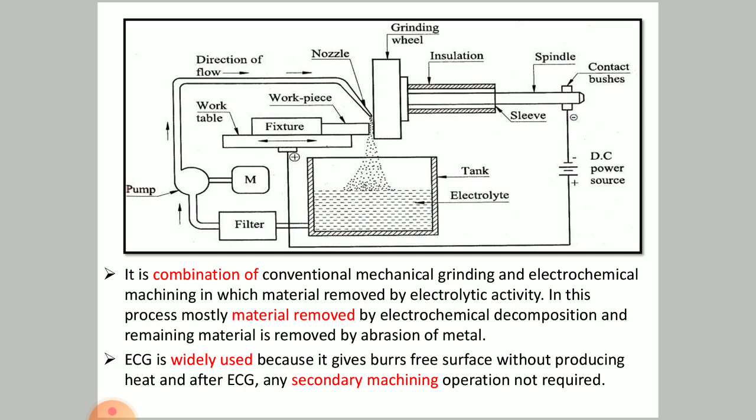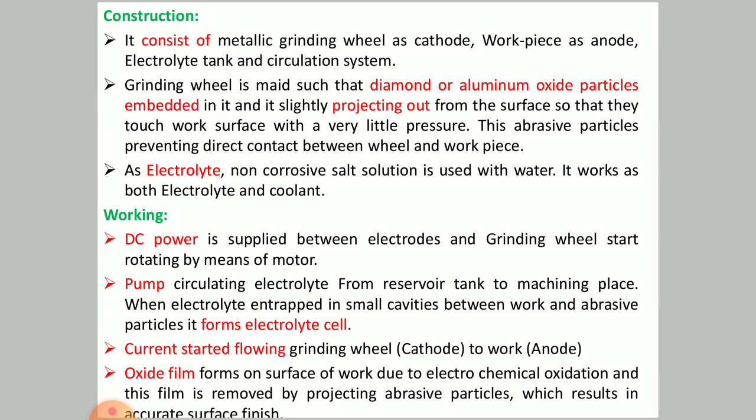As you can see here, the DC source of power supply, wherein negative charge is being given to the grinding wheel, whereas positive terminal to the workpiece, and in the intermediate the electrolyte is being supplied, right? Now looking into the working part, the DC power is supplied between electrodes and the grinding wheel starts rotating by means of a motor. Pump is utilized to circulate the electrolyte, and of course it is connected with the filter.